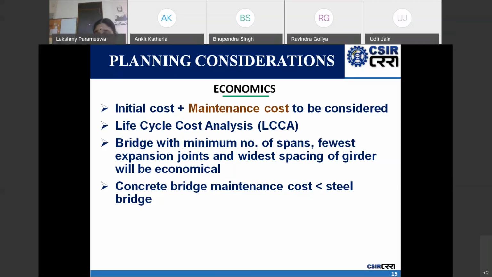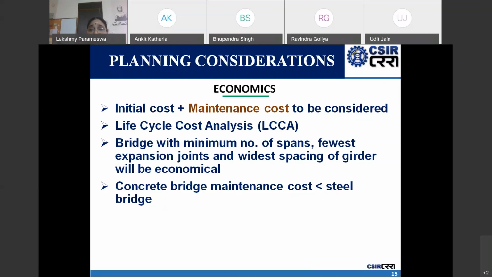Then concrete bridge construction cost versus steel bridge maintenance cost also will have to be seen. So in general, the maintenance cost of a concrete bridge is lower, but now with the development of new types of paints, which are available, probably we don't have to do the painting every 5 years, maybe only once in 20 or 30 years. So that sort of development is happening.